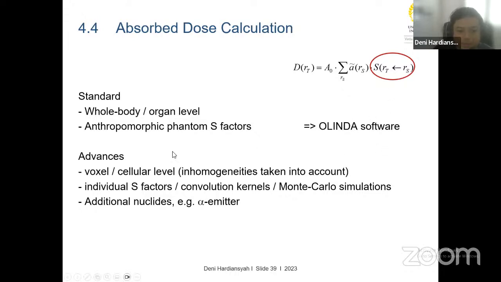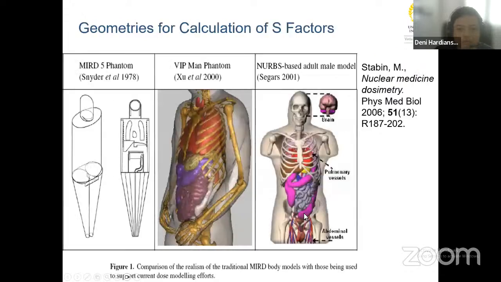For the advanced one, of course, you can improve it by adding the voxel or the cellular level. And also we can add the information of the inhomogeneities. Here we can also add the individual S factor, convolution kernel, and also Monte Carlo simulation. And we can also add some nuclides, for example, like alpha emitters.